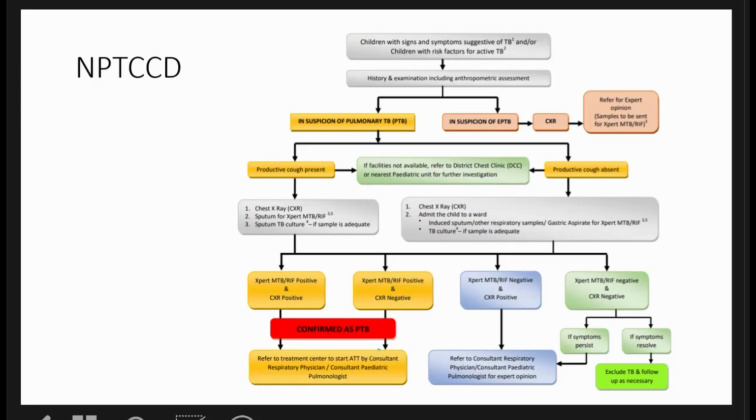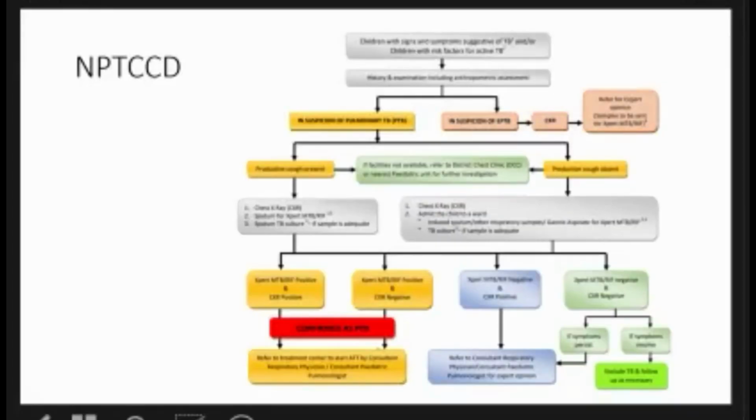And if the Xpert is negative and the X-ray is positive, you have gone through a lot of X-ray features, and I will discuss the pediatric X-ray features also. If the Xpert is negative but the X-ray is positive, then we should refer the child to a specialist, either a pediatric chest physician or an adult chest physician, for further evaluation, which will include HRCT as well as bronchoscopy and other sorts of investigations. If both are negative, then we should treat as lower respiratory tract infection or bacterial infection, and we have to reassess.